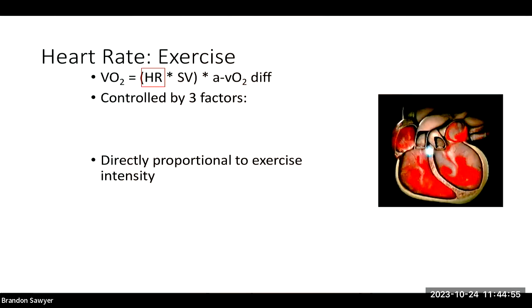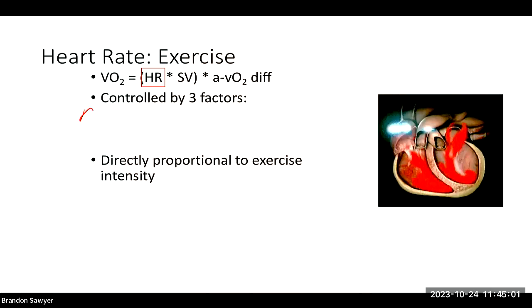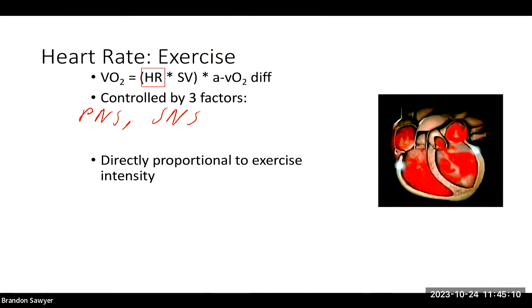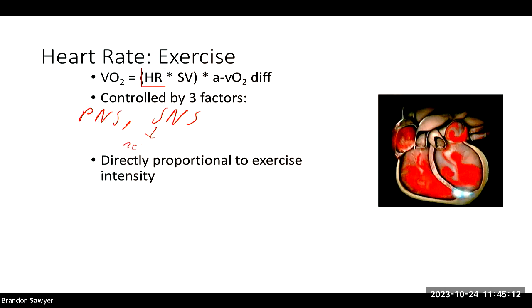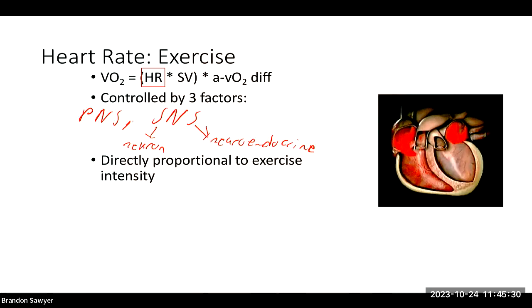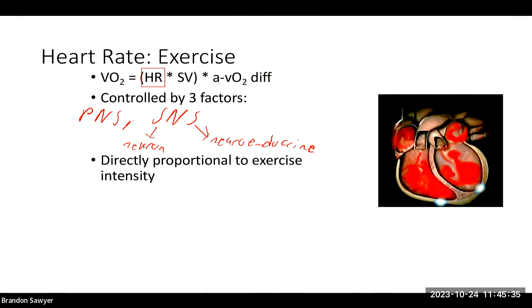Our heart rate is controlled by three factors, right? We've already been talking about these factors. That's going to be our parasympathetic nervous system, and our sympathetic nervous system, but that breaks down into two parts: the neuron part of that, and then the neuroendocrine part. Our heart rate is going to be directly proportional to the intensity of the exercise that we're doing. It's going to have a nice linear relationship with exercise intensity.